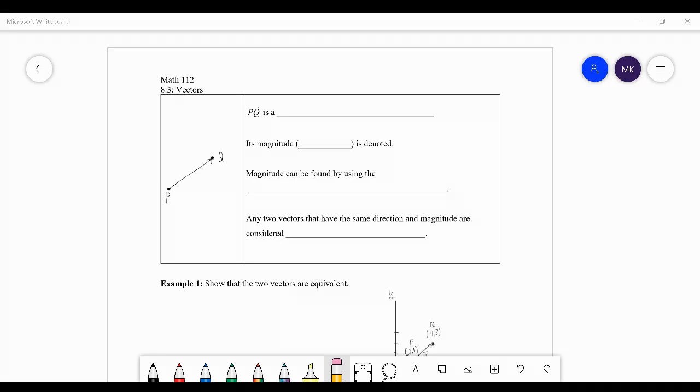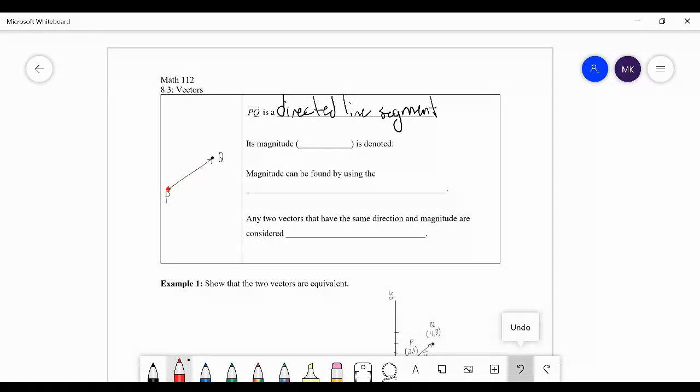So this symbol that we've got starting out here, this PQ with a little arrow over the top, is something that we call a directed line segment. A directed line segment is very simply a finite length of line that has a start point and an end point, and it travels in a specific direction. You can see in this drawing, we start at P, we end at Q, and we are traveling in this direction.